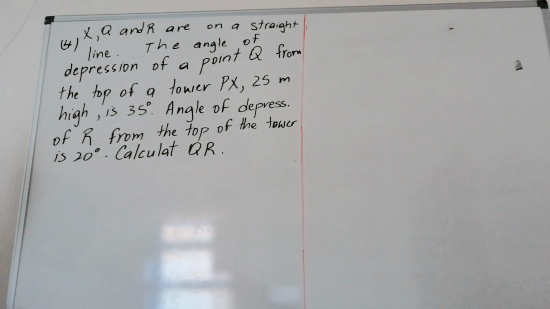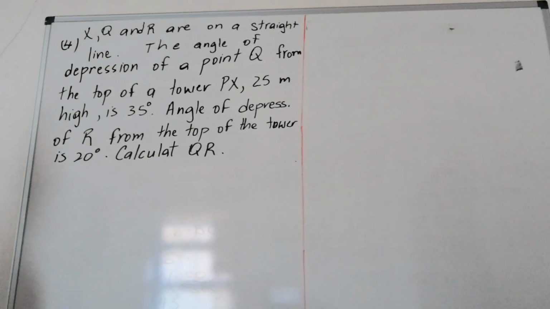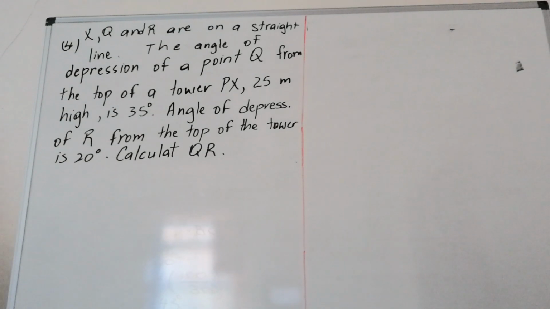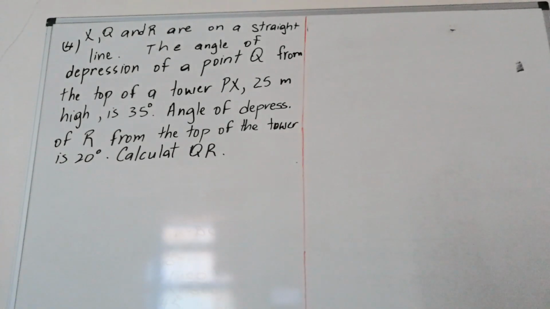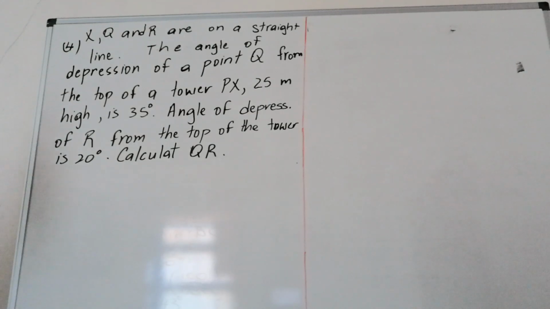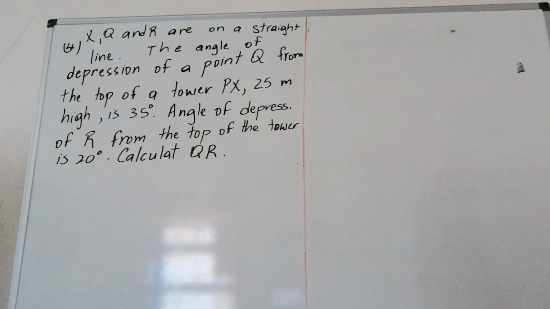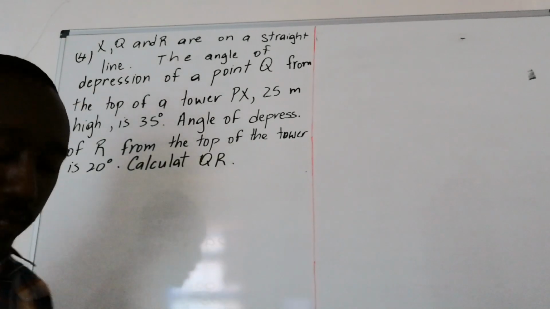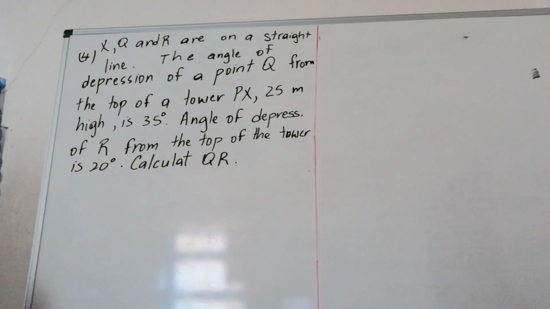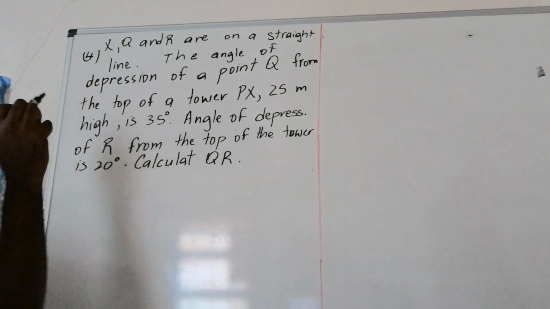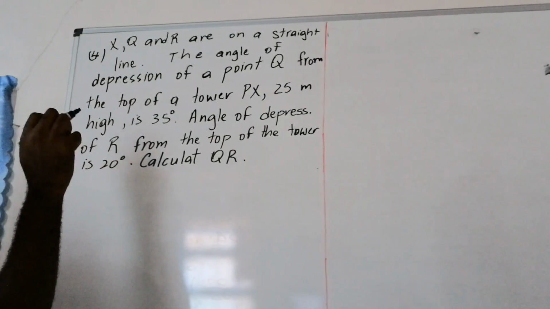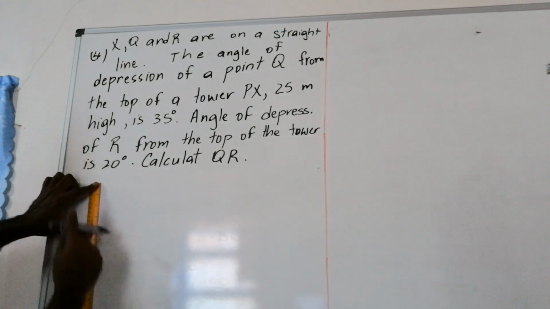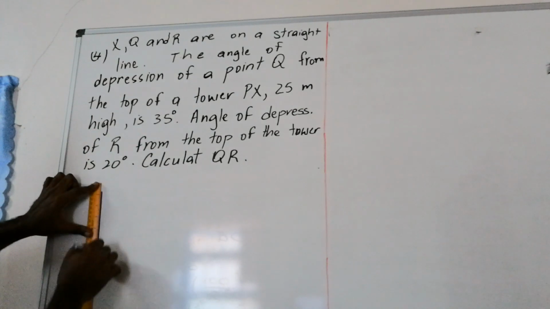We need to draw the diagram to see what we're talking about, to have an idea of what it is we're talking about. What you could do is pause the video and see if you can draw the diagram. So let's use our information to draw our diagram. It says the angle of depression of the point Q from the top of the tower PX, 25 meters high, is 35 degrees. So let's start by drawing our tower. So here is our tower.